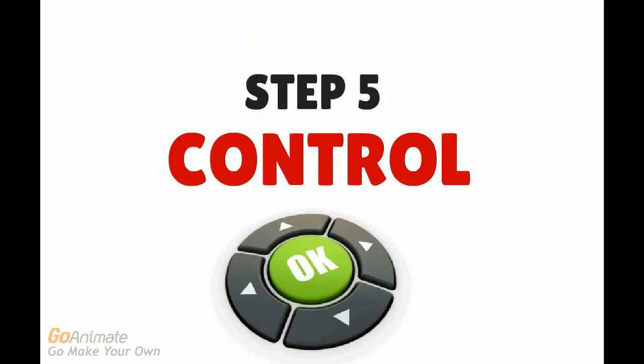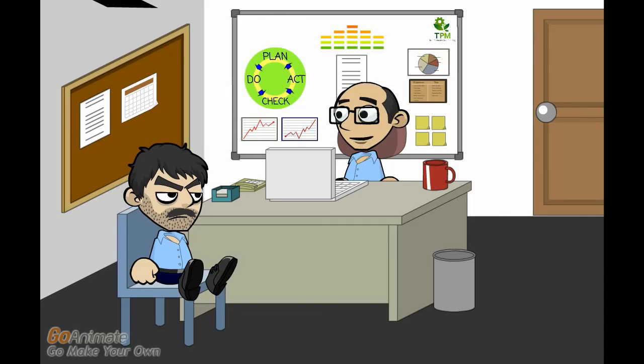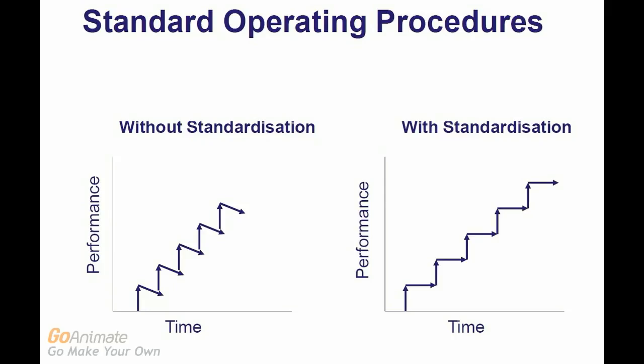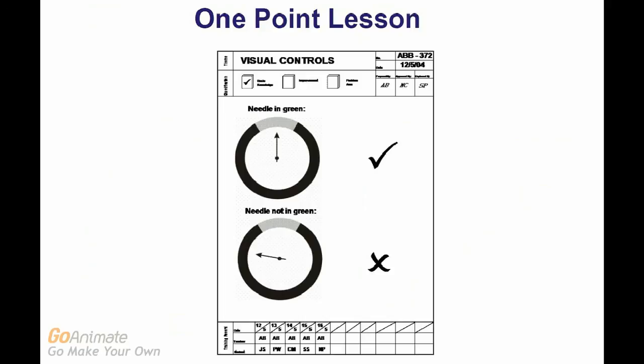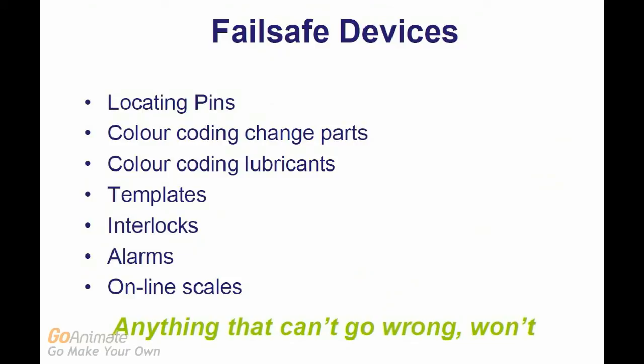Control. Once the problem is solved, a follow-up is required to ensure that the problem will not be repeated. Put a standard operating procedure in place, and train the operators to apply. Use one-point lessons to demonstrate. You can also utilize fail-safe devices to prevent problems from reoccurring.